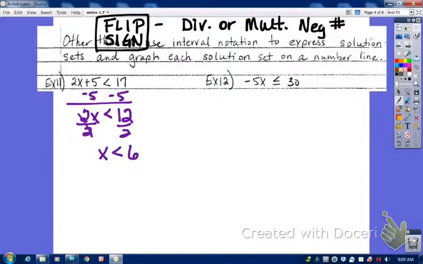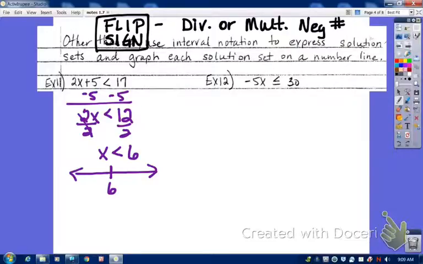The directions say, other than no solution, use interval notation to express your solution sets and graph each solution set on a number line. So let's graph first, and then we'll write our interval notation. So we're going to graph all the numbers that are less than 6. So you'll put 6 on your number line. Would I use a parentheses or a bracket?